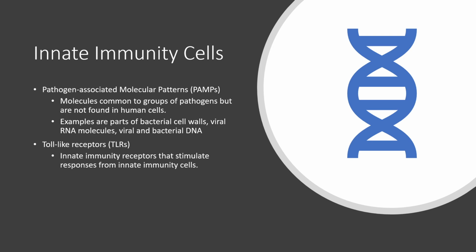An example are parts of bacterial cell walls. Human cells do not have cell walls. Other examples are viral RNA molecules and viral and bacterial DNA. We also have our toll-like receptors or our TLR. These are innate immunity receptors that stimulate responses from the innate immunity cells.